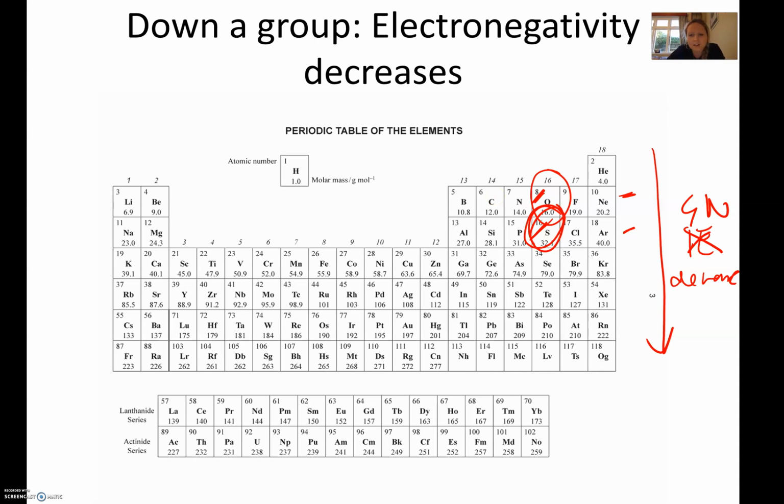So again, it's the same reasons and you discuss the same things every time. We have to include nuclear charge, even though here it's not having the greatest effect. You have to discuss number of energy levels, oxygen 2, sulfur 3. You have to discuss distance, so the valence electrons are further from the nucleus than in oxygen, and you have to discuss shielding by inner shell electrons. If you can do that, you've got an excellence. Whack in a definition as well.